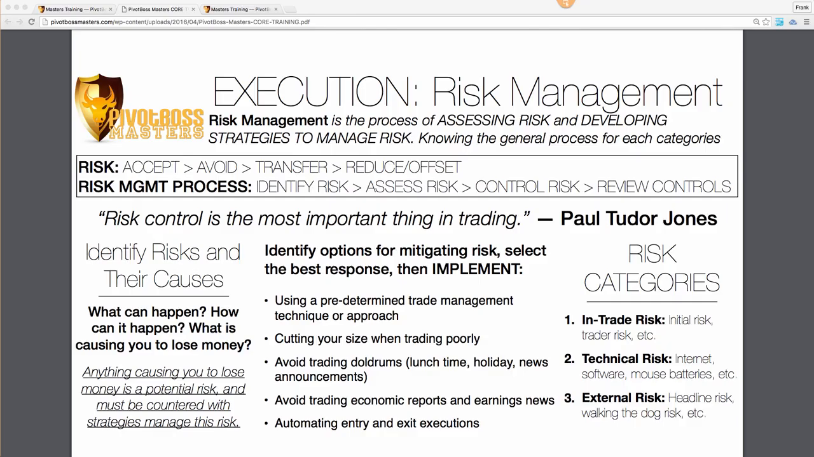For example, here are the risk categories. There's in-trade risk. Your initial risk, right when you get into a trade, there's always your initial risk. That initial risk is always going to be the max you're willing to risk for that particular trade. But there's also in-trade risk, like trader risk, like me accidentally knocking my feet off the desk and then slapping a trade. There's trader risk in you not executing your trading plan. So if you're supposed to exit at this stop, but you don't want to take your fifth loss in a row, and you say, you know what, I'm not going to execute that stop, that's trader risk, right? So there's a whole lot of different types of risk.